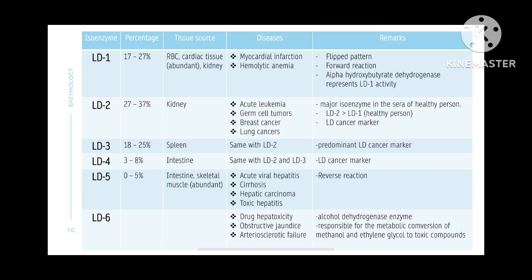2 different polypeptide chains designated H for the heart and M for the muscle combine in 5 arrangements to yield the 5 major isoenzyme fractions. This table indicates the tissue localization of the lactate dehydrogenase isoenzymes and the major disorders associated with elevated levels. LD1, which is HHHH for its polypeptide chain, migrates most quickly toward the anode, followed in sequence by the other fractions.